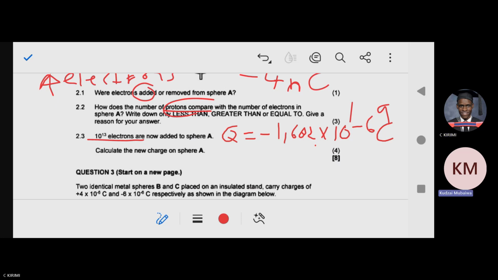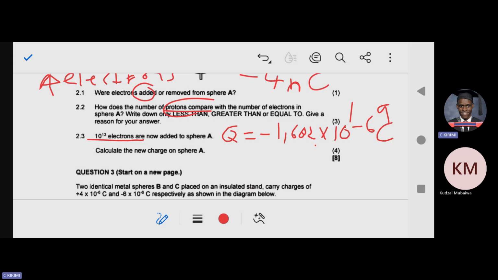Right. So calculate the new charge on sphere A. What is going to happen now? If I transfer these electrons, what will be the new charge on sphere A? What do we do? Say the Q that we just got, does it fall under the Q1 plus Q2 over 2? These are the electrons that were added, which means you are adding when you gain.